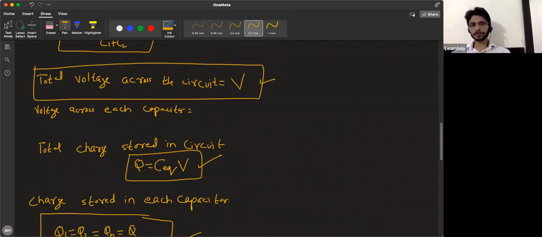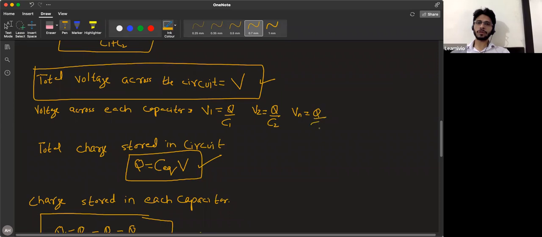Voltage across each capacitor. So V1 will be Q by C1, na? V2 will be Q by C2. Vn will be Q by Cn. This is how we calculate voltage. So across each capacitor, voltage is constant.